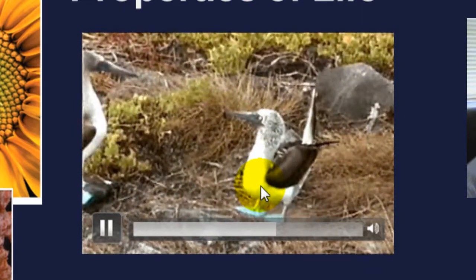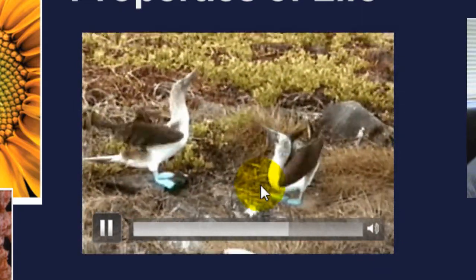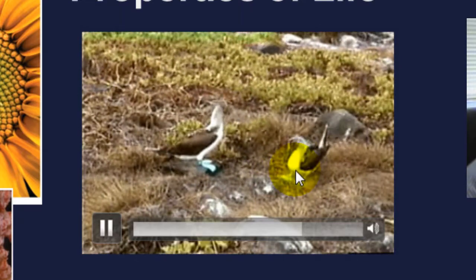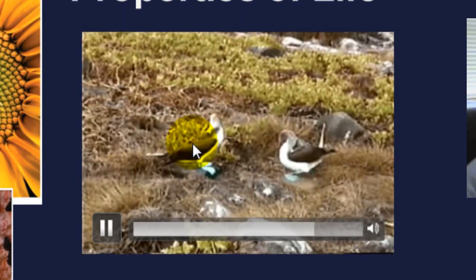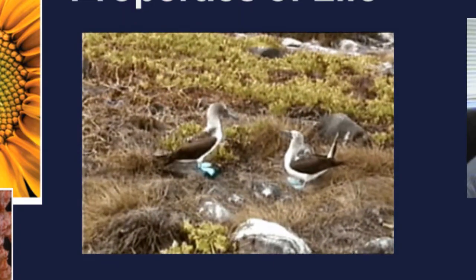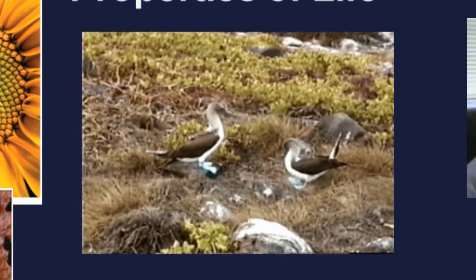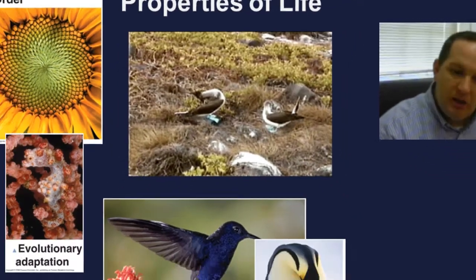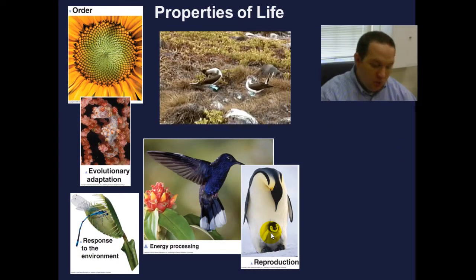There'll be some looking to the sky, also the show of the wings, all trying to lure the female for this courtship. So reproduction is essential for all living organisms. To be a living organism, you must reproduce or have the ability to reproduce.